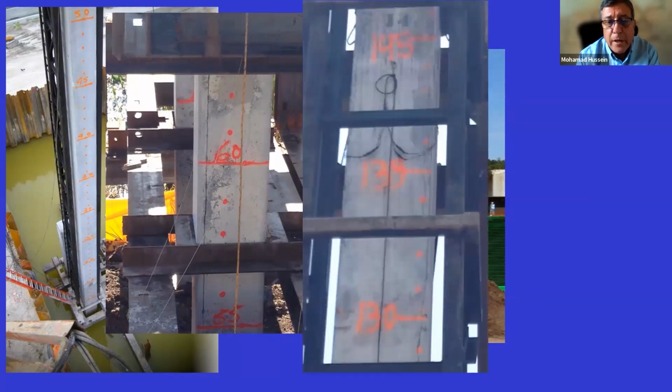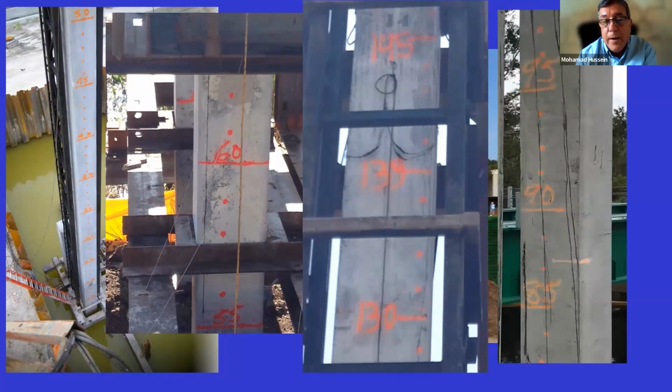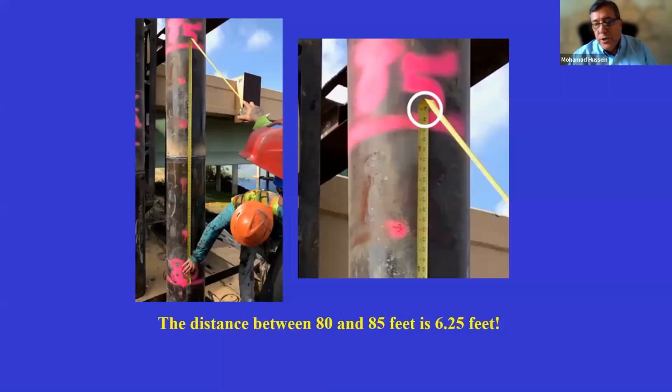Here we go from 130 to 135 foot depth, then to 145 foot depth. It looks like they missed 5 feet in their pile length. In this case, we go from 85, 86, 87, 90 feet. So in order for this whole procedure to actually work well, the inspection has to be done properly, and the inspection report has to be done correctly. In this case, the distance between 80 and 85 feet is actually 6¼ feet.